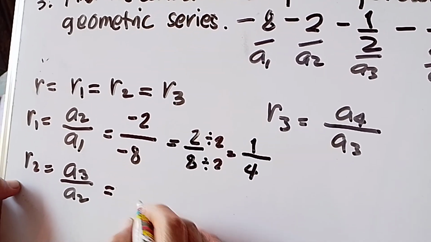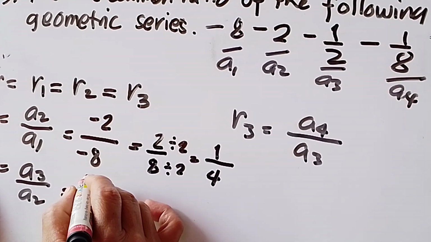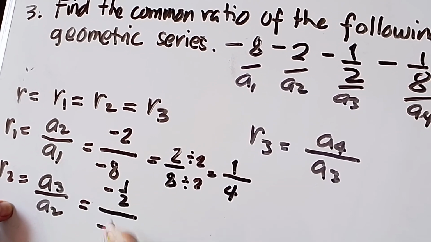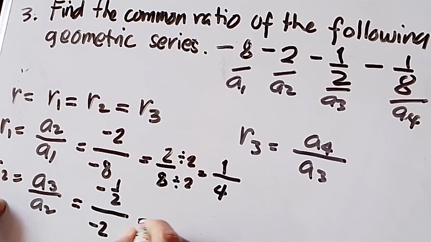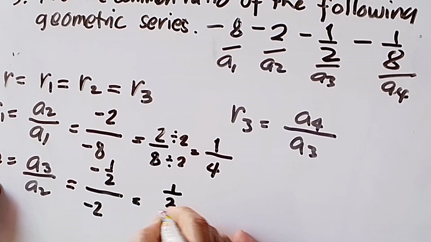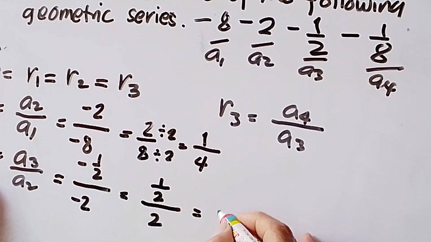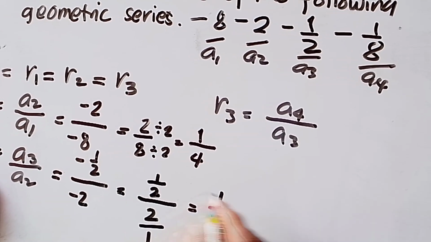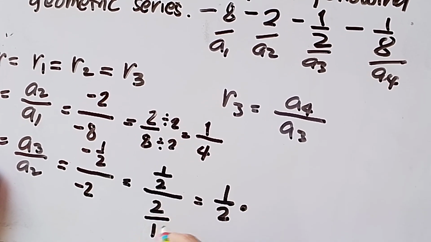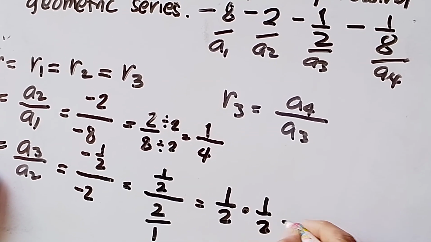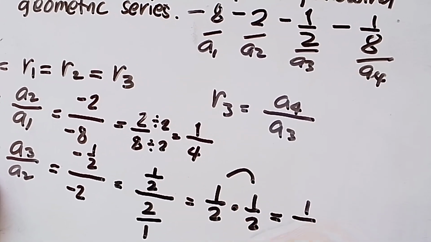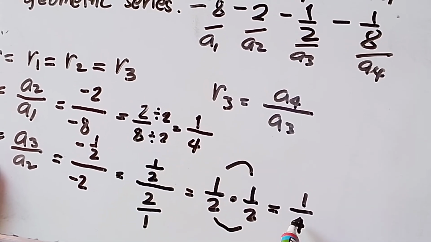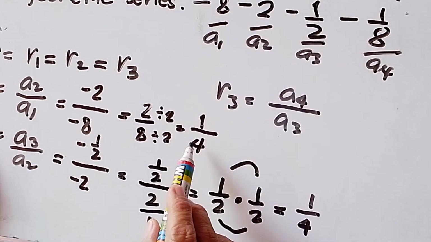Now let's go to R2. A3 is -1/2 divided by -2. So negative divided by negative is positive. So 1/2 divided by 2. So how to solve this one? So 1 over 2, this is fixed. And then I need to put 1 in here, and then take the upside down of 2 over 1. That will be 1 over 2. So multiply numerators, that is 1. Multiply denominators, 2 times 2 is 4. So I have here R1 is equal to R2 is equal to 1 over 4.